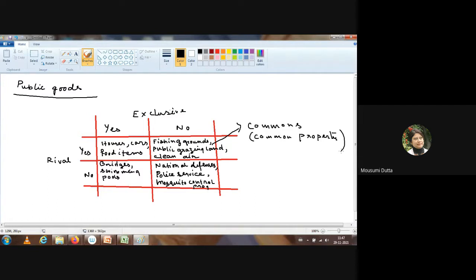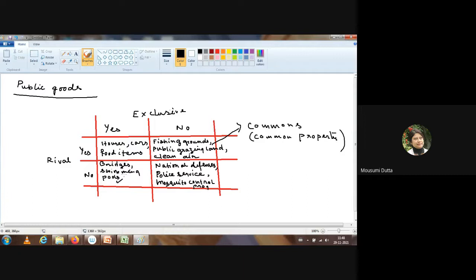Okay, next is the variety when I'm coming here. This variety, in terms of rivalry, it is no. Consumption is not rival in the sense, it doesn't matter who else is coming to the swimming pool or who else is coming to the bridge. Okay. However, somehow we will be able to exclude others.